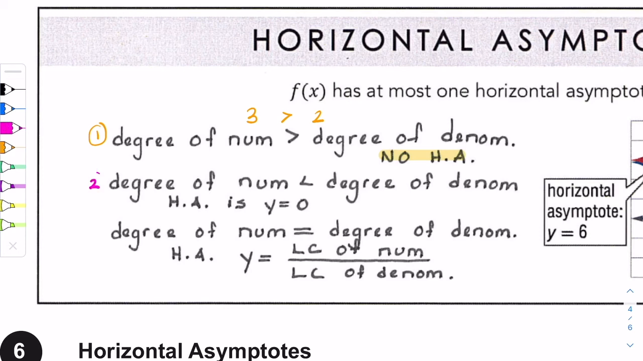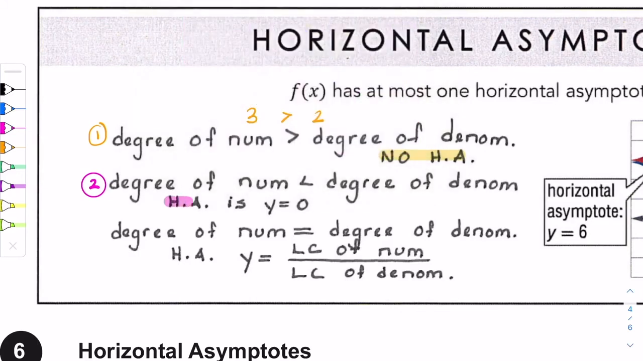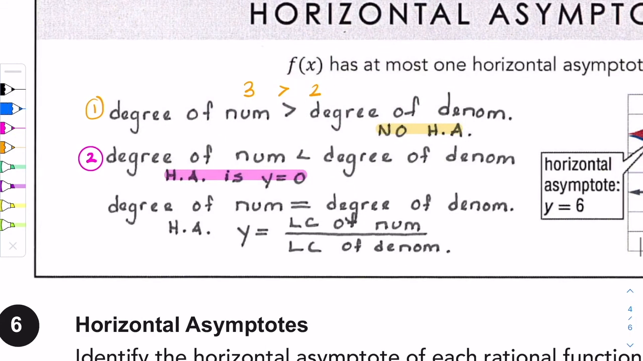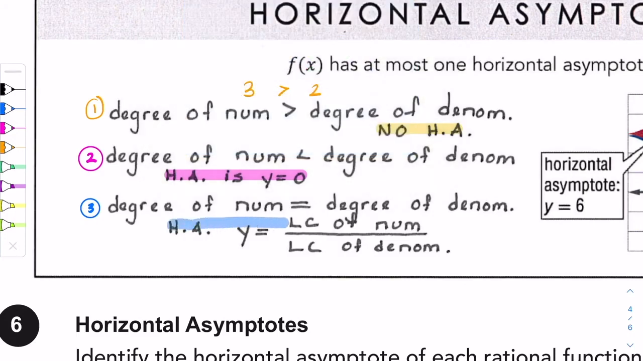An example of this could be 3 is greater than 2. For the second potential answer, if the degree of the numerator is less than the degree of the denominator, then the horizontal asymptote is always at the line y equals 0. And for the third potential answer, if the degree of the numerator is equal to the degree of the denominator, then you set up a fraction, and the horizontal asymptote is equal to the leading coefficient of the numerator divided by the leading coefficient of the denominator.